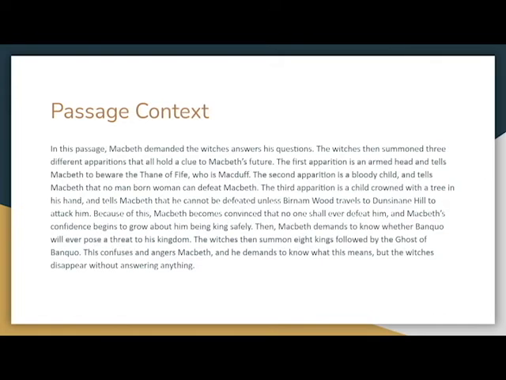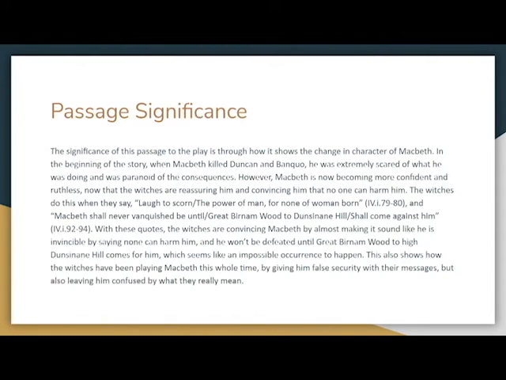Passage significance. The significance of this passage to the play is through how it shows the change in character of Macbeth. In the beginning of the story, when Macbeth kills Duncan and Banquo, he was extremely scared of what he was doing and paranoid of the consequences. However, Macbeth is now becoming more confident and ruthless, now that the witches are assuring him and convincing him that no one can harm him.